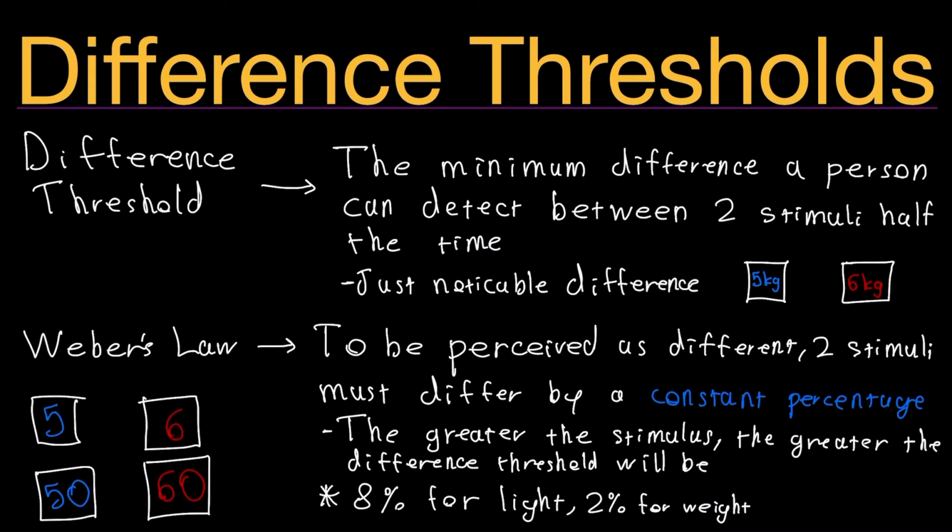Let's say the just noticeable difference, or the difference threshold, between a 5 kilogram weight and a 6 kilogram weight is 1 kilogram, obviously. These are two different, right? A person can detect the difference between these two. If they were to pick up a 50 kilogram weight, the other one, in order to notice the difference, would have to be 60 kilograms. So the ratios have to match up.